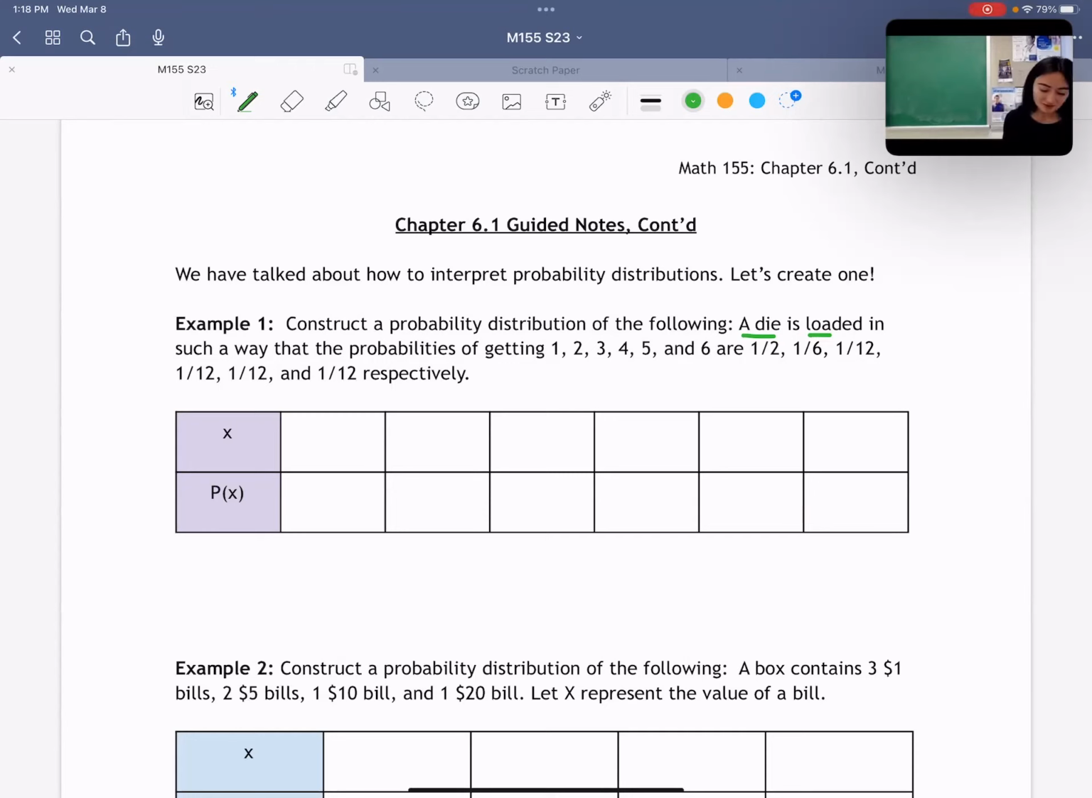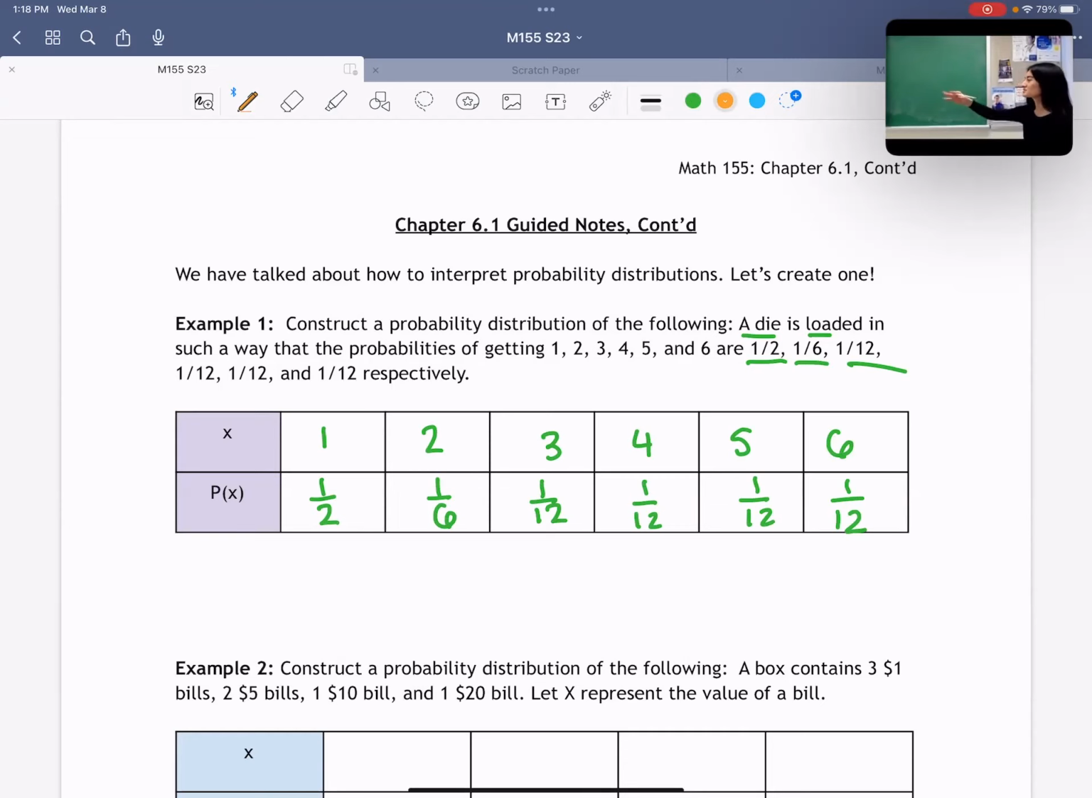Okay, but anyway, this die is loaded in a way where the probabilities of the numbers are a half, 1/6, 1/12, and so on. Now, if I were to make a probability distribution, remember that X represents all the things that can happen. So in this case, X is just going to be all the numbers you can roll, right? And then underneath each of the numbers are going to be each of their probabilities. So in this case, it's really easy. It's just a half goes with 1, 1/6 goes with 2, and then all the rest of them get 1 out of 12.